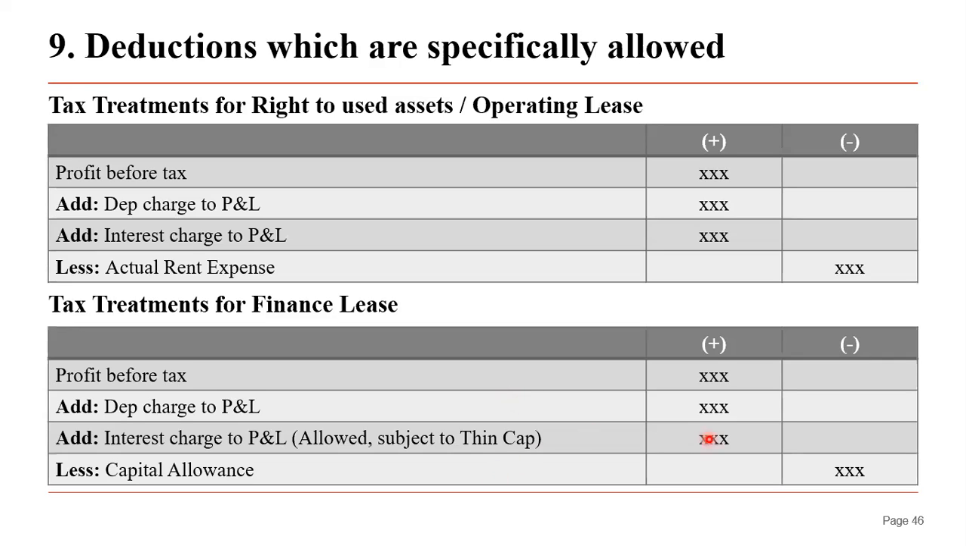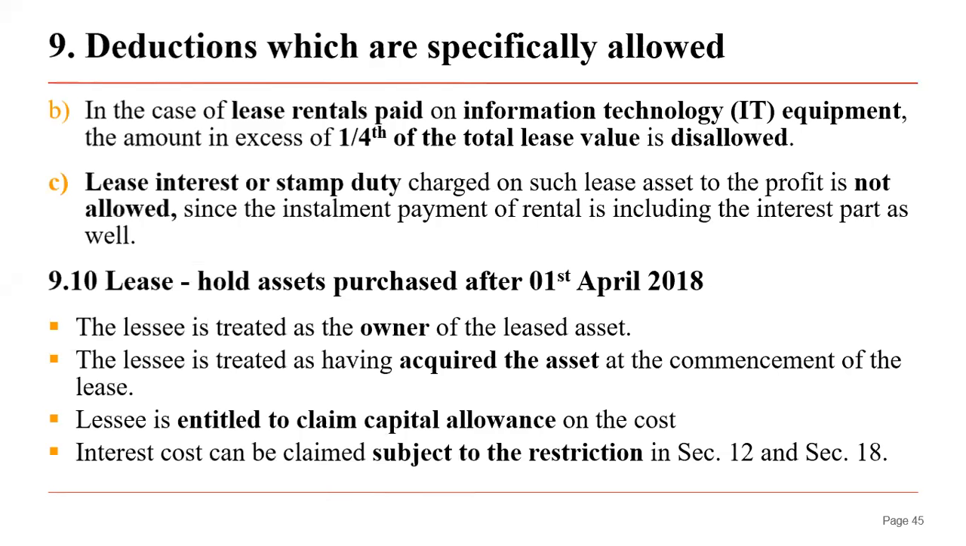Sometimes there will not be an adjustment, then sometimes the full amount will be allowed, or sometimes there may be some amount we need to add back, right? Based on the thin capitalization. Basically, if it is a finance lease, three things: depreciation charge to the P&L, we need to do the capital allowance on that asset, and whatever the interest charge to the P&L, we need to go to thin capitalization adjustment. We'll go quickly.